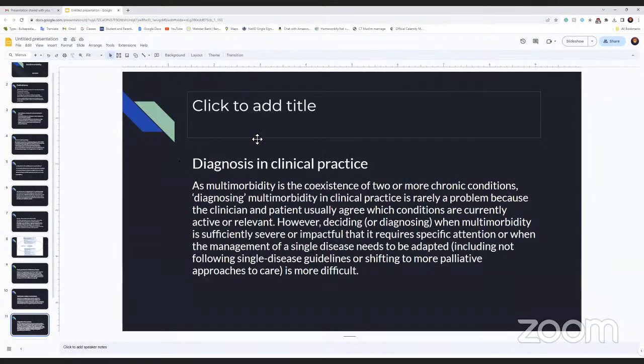How to diagnose multimorbidities? As multimorbidity is a coexistence of two or more chronic conditions, diagnosing multimorbidity in clinical practice is rarely a problem because the clinician and the patient usually agree which conditions are currently active or relevant. However, deciding when multimorbidity is sufficiently severe or impactful that it requires specific attention, or when the management of single diseases needs to be adapted, including not following single disease guidelines or shifting to a more palliative approach to care, is more difficult.